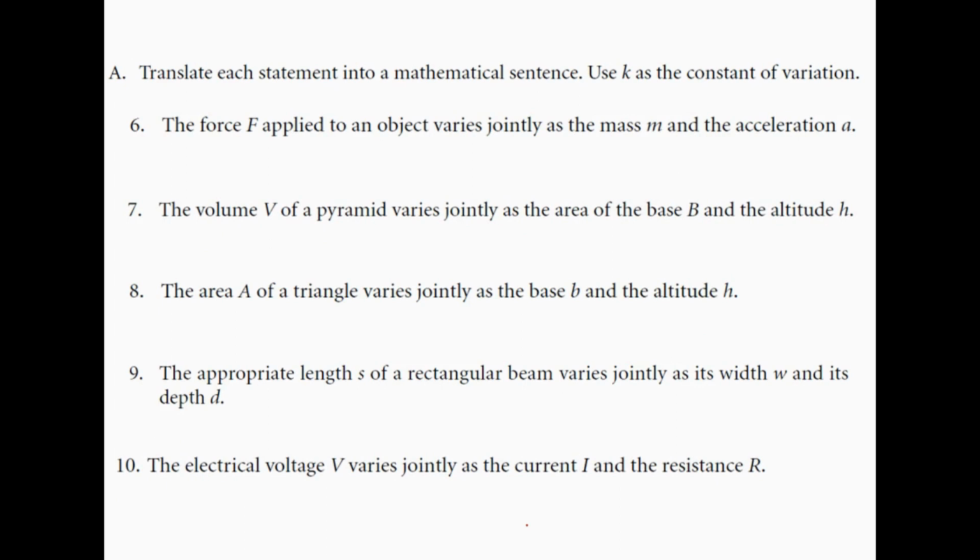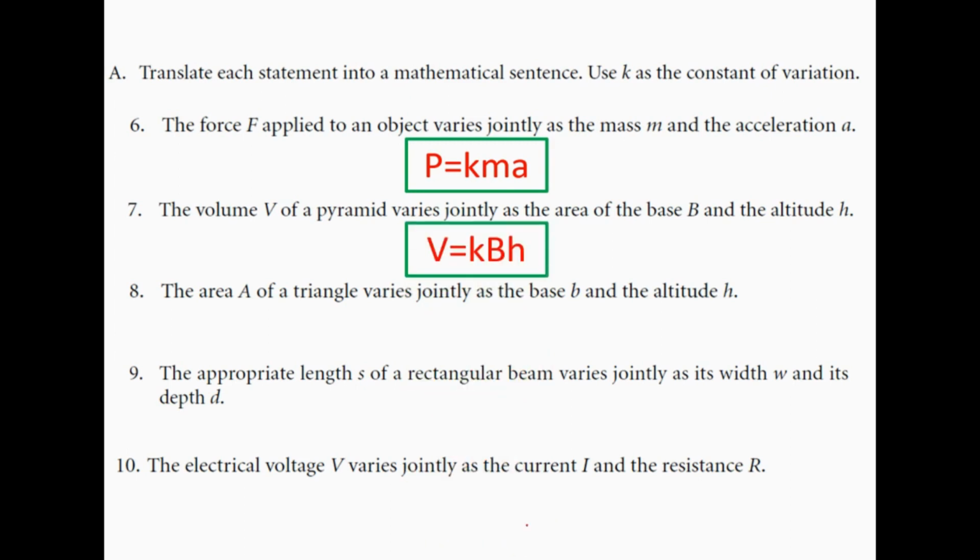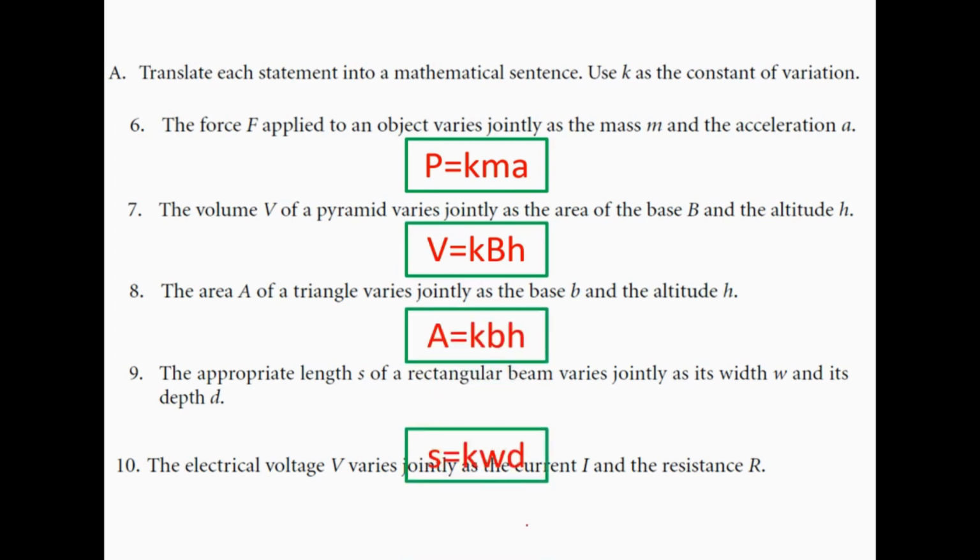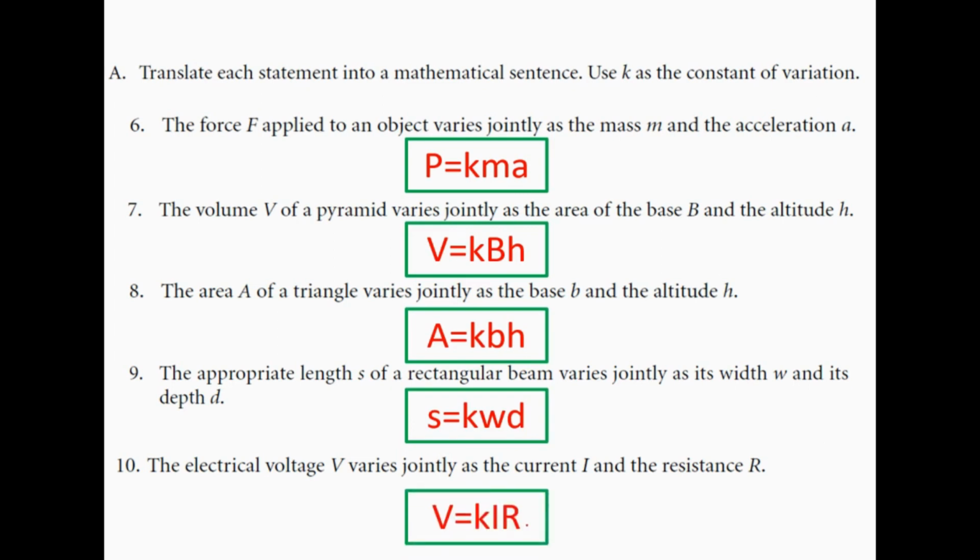Okay, so now let's answer number 6. So number 6, we have P equals KMA. Number 7, B equals KBH. Number 8 is A equals KBH. Number 9, S equals KWD. And number 10, B equals KIR.